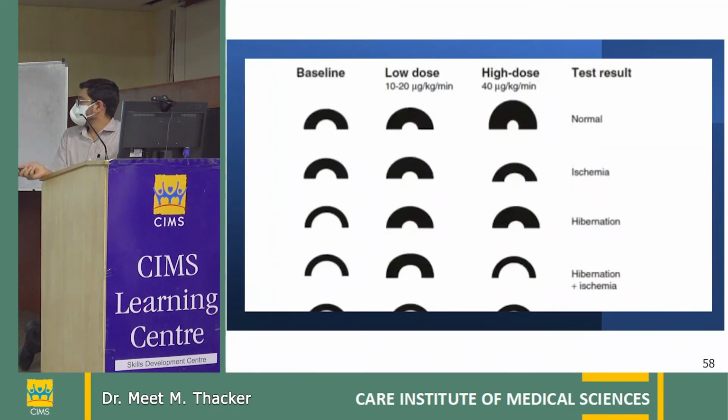In hibernating myocardium, it increases and stays increased even at high dose. So this suggests hibernating myocardium. In the presence of hibernating myocardium with ischemia, again it falls down.